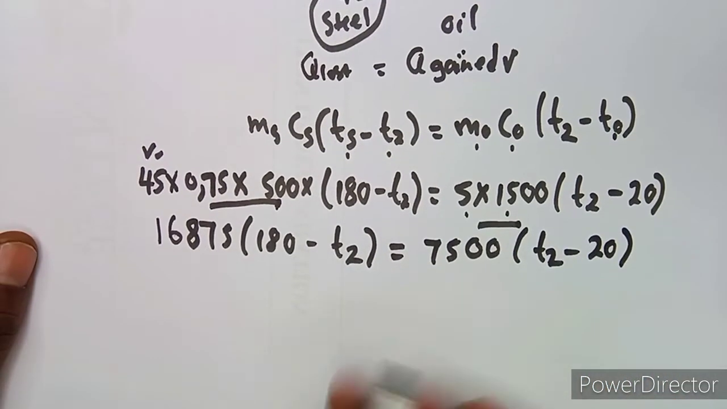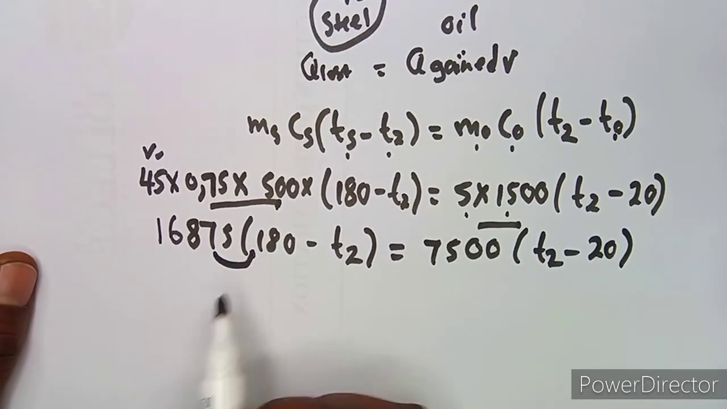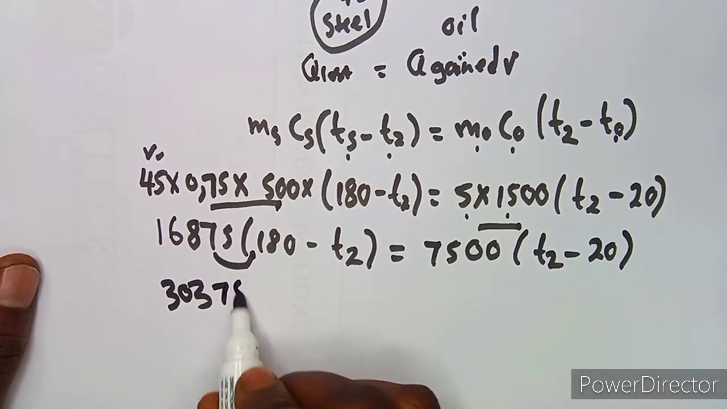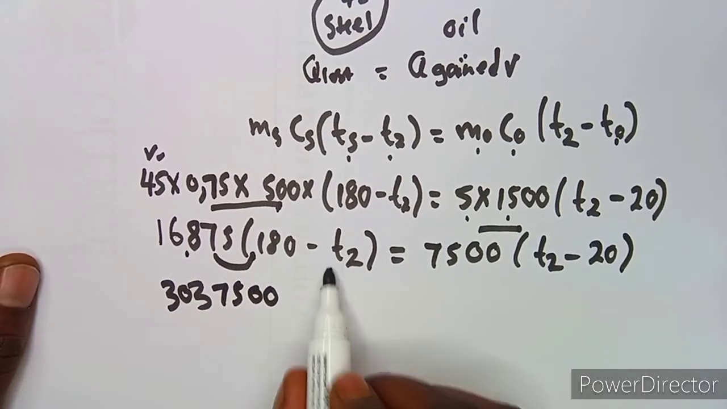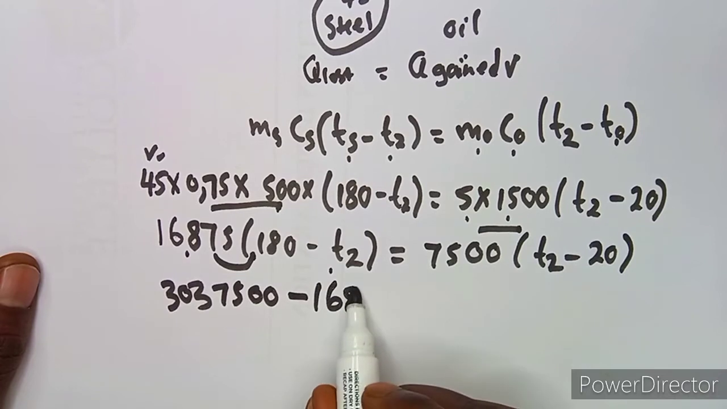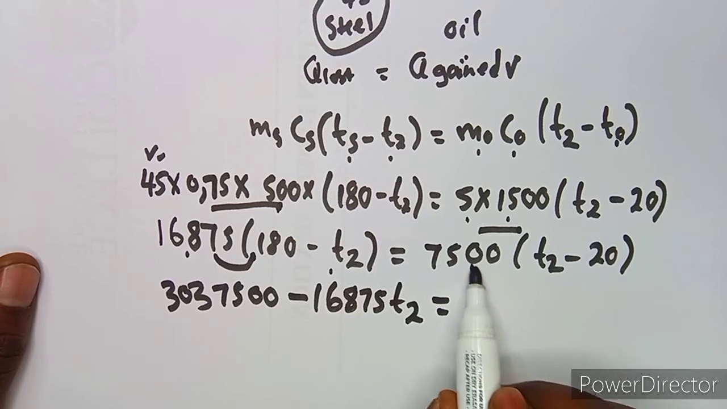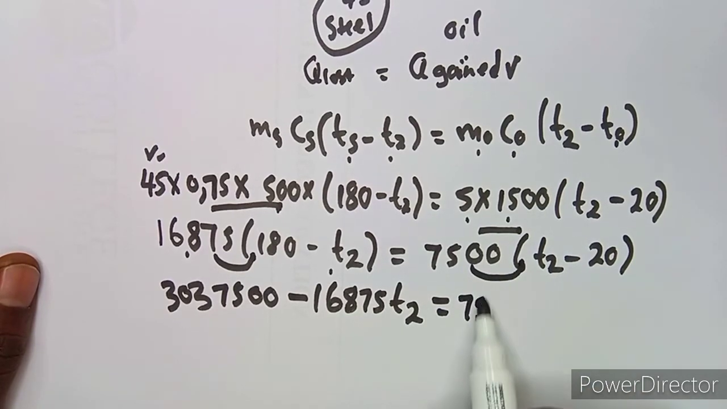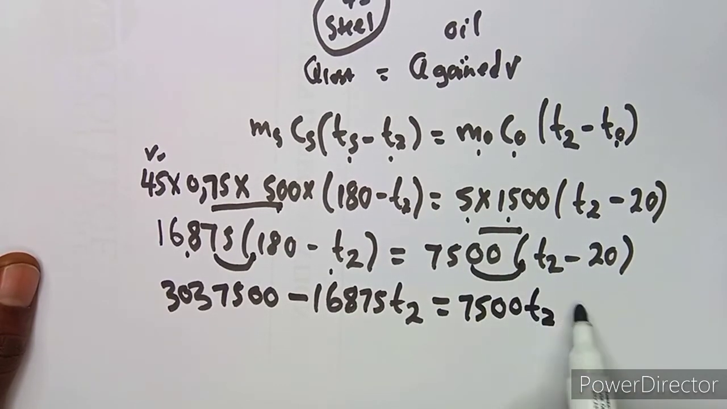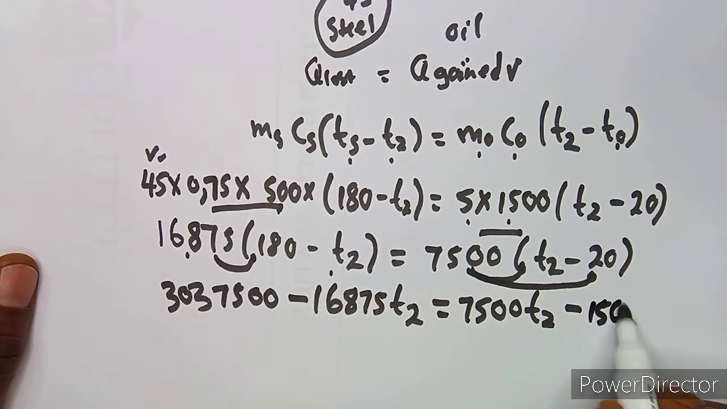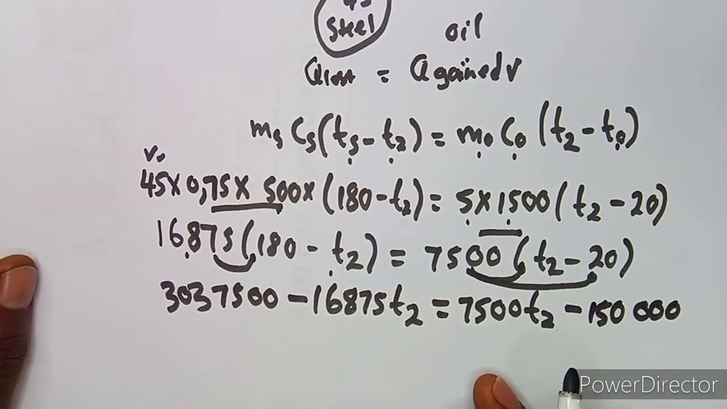All right, so someone can expand brackets, multiply these two, that's 3037500, like that. This one times this one, that's minus 16875 T2, which is equal to 7500 times T2, that's 7500 T2, minus 7500 times minus 20, which is going to give us 150,000, like that. So you can transpose, collect like terms and so forth.